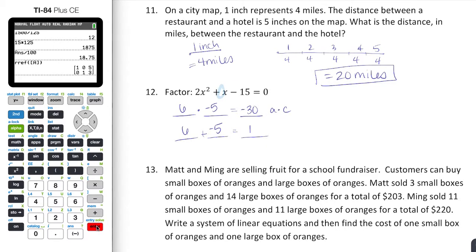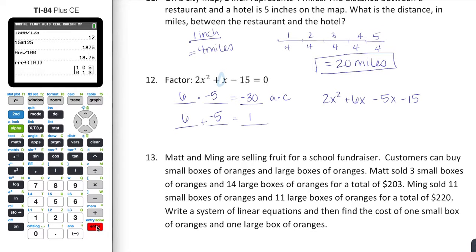So then we're going to factor by grouping. So we're going to get 2x squared plus 6x minus 5x minus 15. If you remember, we're just separating it so we can factor by grouping. So we're going to take these two, and we're going to take these two. In this one, we're going to be able to factor out a 2x.